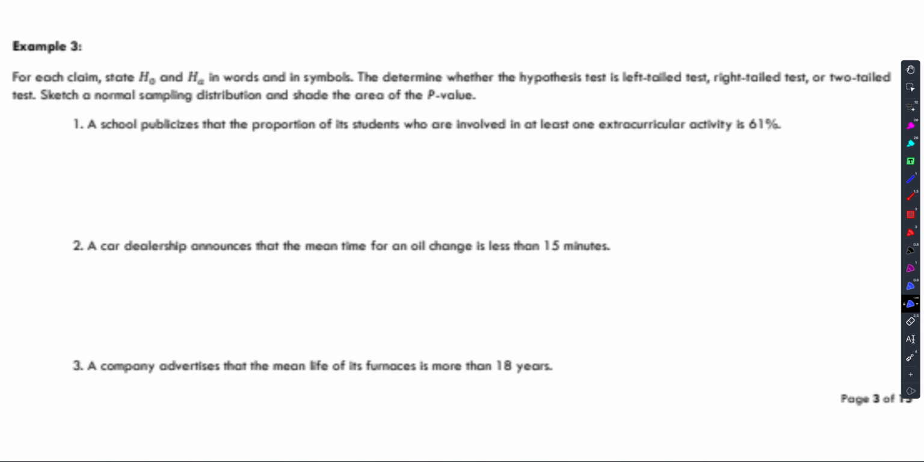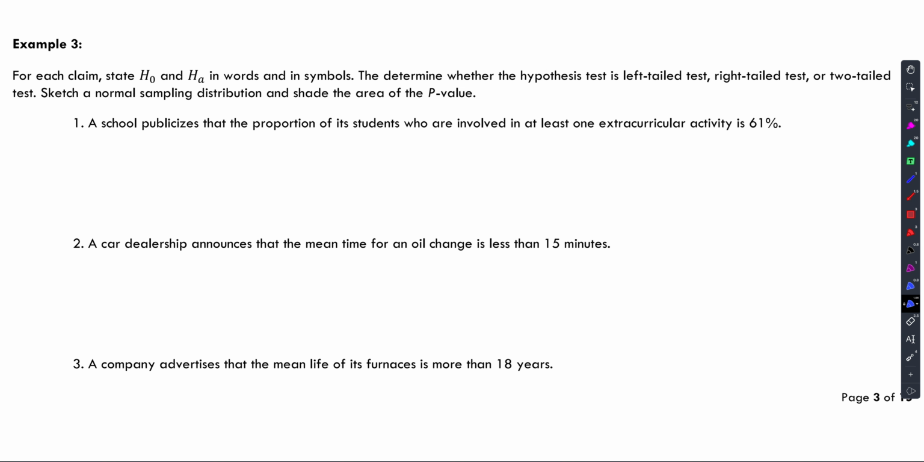All right. So for example 3, it says for each claim, state your 2 hypotheses, then determine whether the hypothesis test is left-tailed, right-tailed, or two-tailed. Then sketch a normal sampling distribution and shade the area of the p-value. Okay, so I honestly think we've already done these, already made these hypotheses. We did them yesterday, but we'll just do them again.